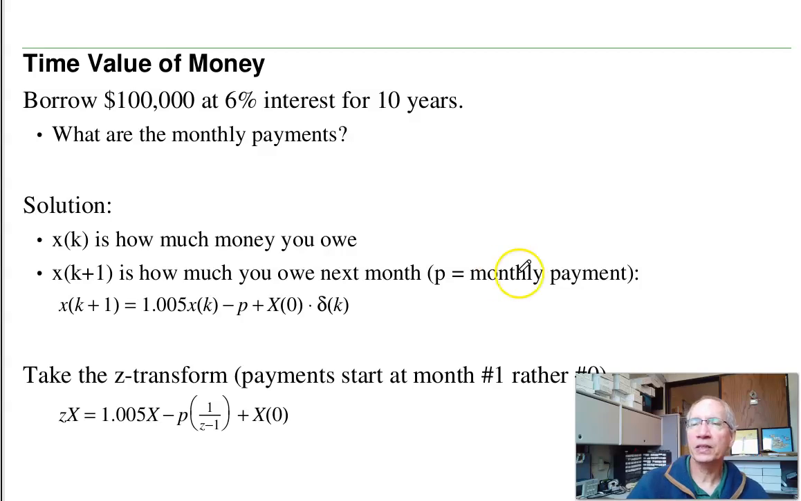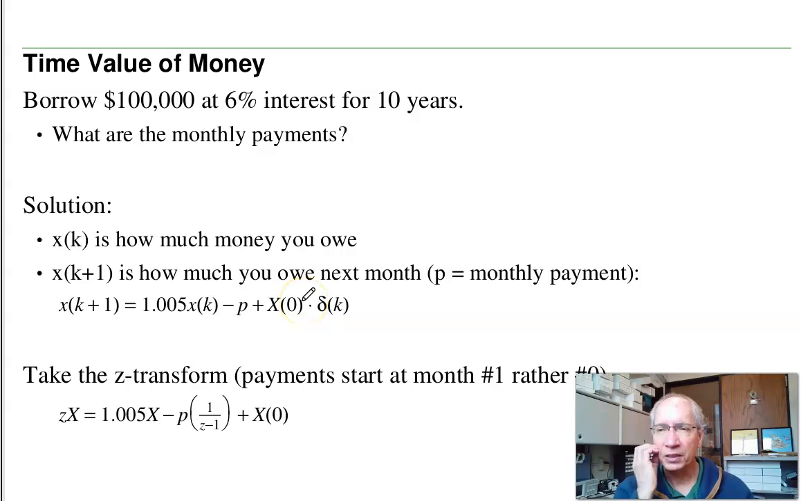Well, what I would do is set up the equation for this. This is how much I owe next month. Next month is how much I owe this month, plus 6% divided by 12, 1.005, minus my monthly payments, plus the initial loan, $100,000. The initial loan only happens once. That's my delta function. This turns on at k equals 0 and 0 elsewhere. I borrow $100,000 once and never again.